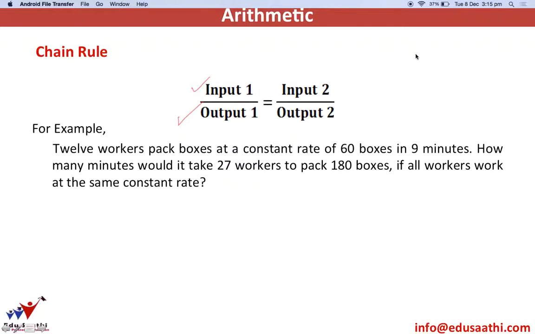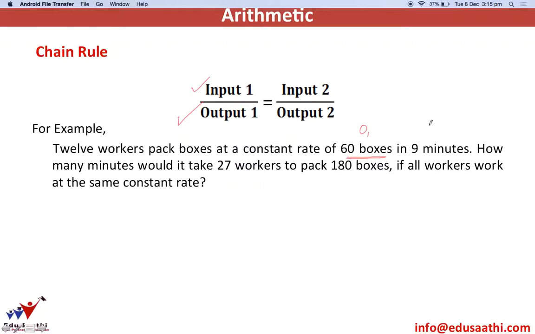Let's look at a question. 12 workers pack boxes at a constant rate of 60 boxes in 9 minutes. How many minutes would it take for 27 workers to pack 180 boxes if all the workers work at the same rate? Now, look at it. What is input and what is output? Whatever I'm putting in, hours, minutes, times, workers, they are all input. What I get in output is my boxes. So this is my output 1.